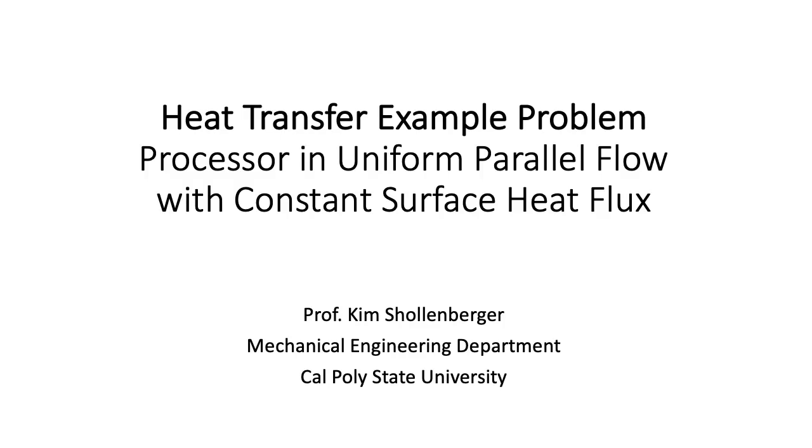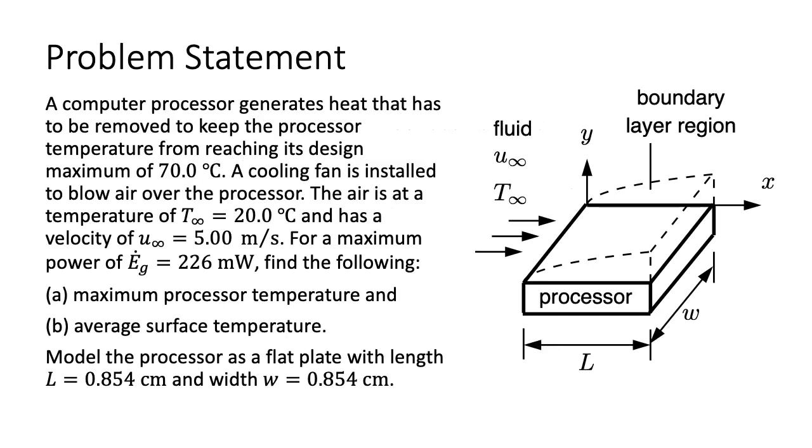Heat transfer example problem. Processor in uniform parallel flow with constant surface heat flux. A computer processor generates heat that has to be removed to keep the processor temperature from reaching its design maximum of 70 degrees Celsius. A cooling fan is installed to blow air over the processor. The air is at a temperature of 20 degrees Celsius and has a velocity of 5 meters per second.